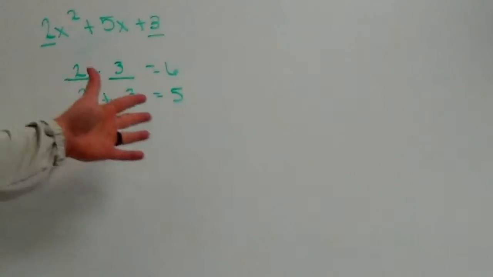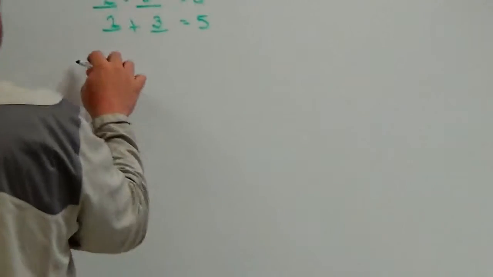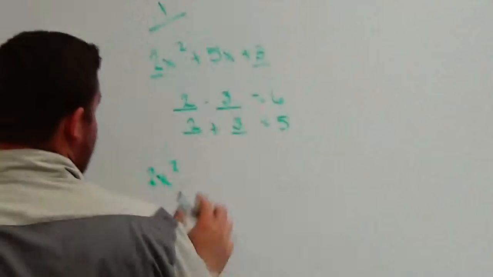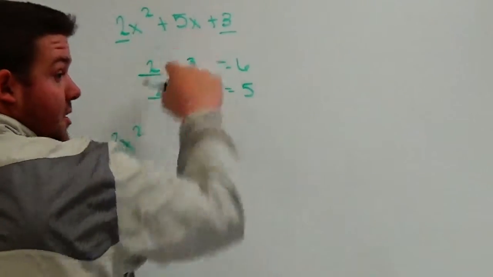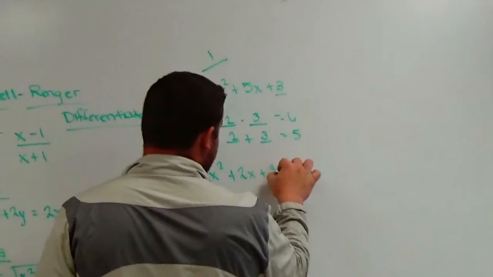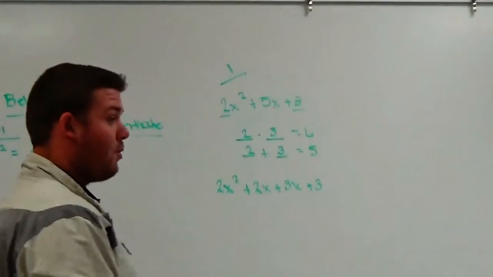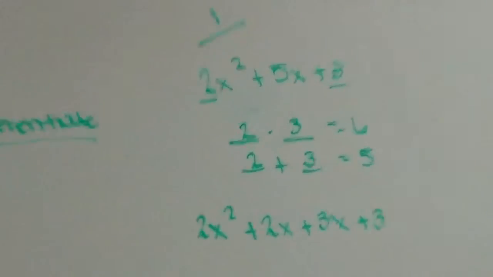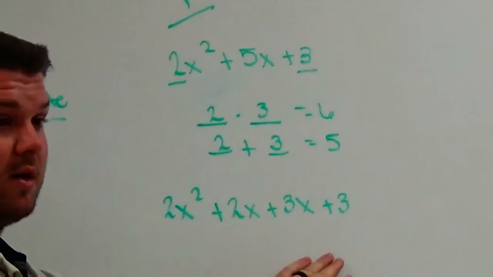Now, what do I do with these 2 terms? I separate this middle term up. This one stays the same, 2x squared. I separate these middle 2 terms up to equal 5x. Plus 2x plus 3x plus 3. I just separated this up. I took my middle term of 5x and I separated it into 2x and 3x.